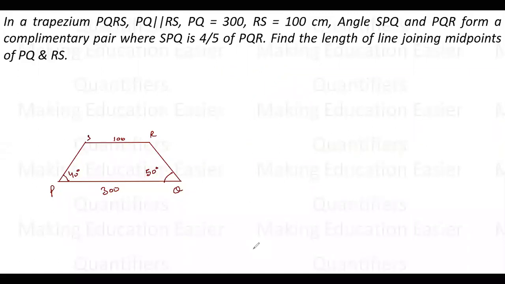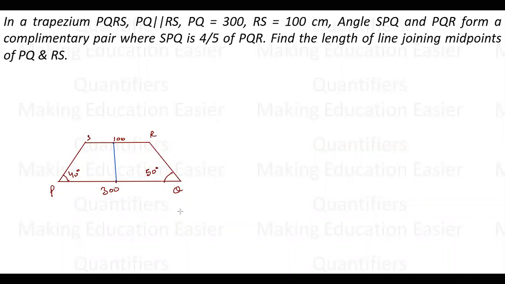Now I need to find the length of the line joining the midpoint of PQ and RS. So this is the midpoint of PQ, this is the midpoint of RS. I need to find this length. So this is what I need to find.